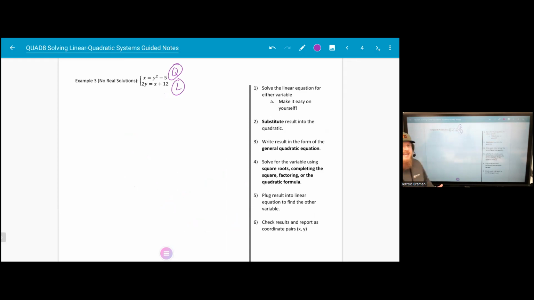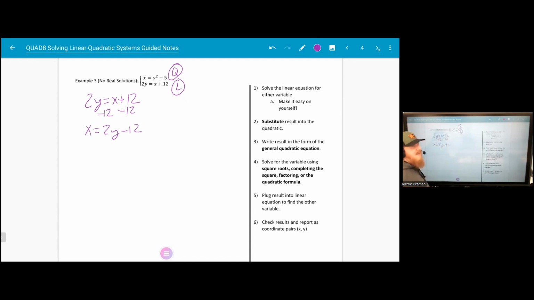I'm going to make it easy on myself. I'm going to solve for x. I got 2y equals x plus 12. The nicest thing to do for me is subtract 12 from both sides. So x equals 2y minus 12. And anywhere I see x in the first equation, I'm instead going to put 2y minus 12.